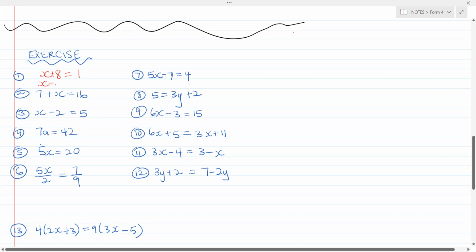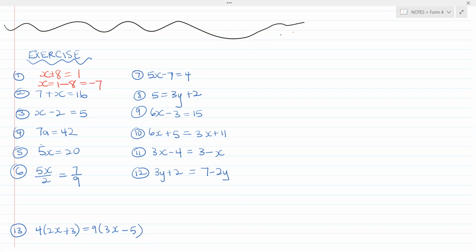So x is equal to 1 minus 8. All right? It could be minus 8 plus 1 as well. But it can't be minus 1 plus 8 or 8 minus 1. So this will give us negative 7.